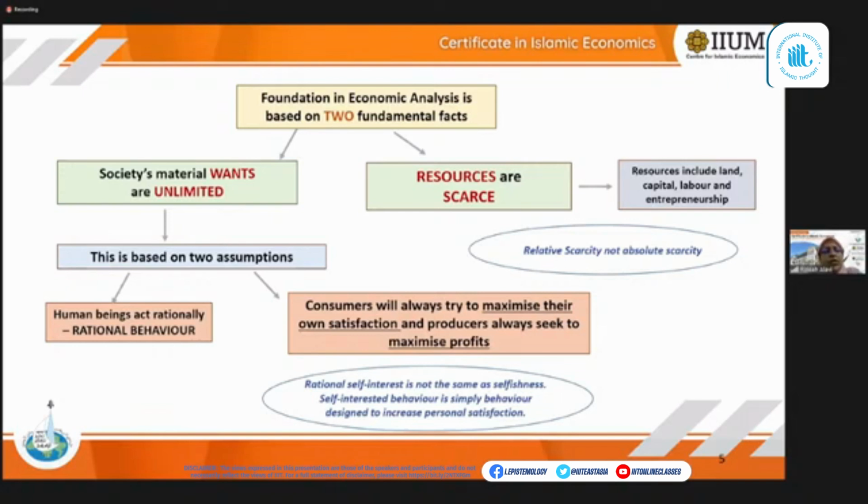There are two assumptions. We have to assume this, otherwise it's difficult to do analysis. We assume that human beings are rational, they have rational behavior. And it is also assumed that consumers, when they want to consume something, they want to maximize their own satisfaction. This is from conventional economic theory. When they buy something, they want to satisfy their wants. If I buy apple, that's because I like the apple, not because someone else liked the apple. Unless it's a family matter, we're talking about individuals. So when we consume, we want to maximize our own satisfaction. Producers, when they produce and sell, they want to maximize profit. So these are the basic assumptions that are being used for developing the theory.